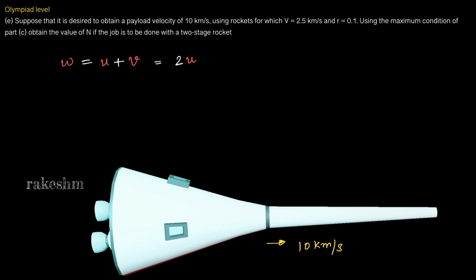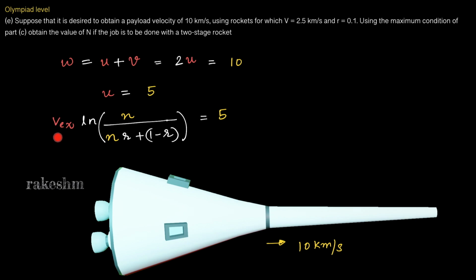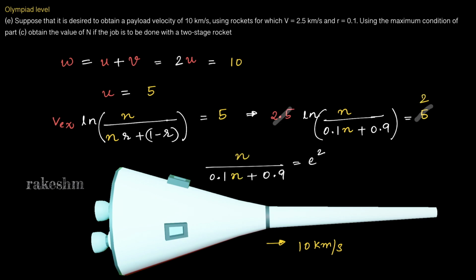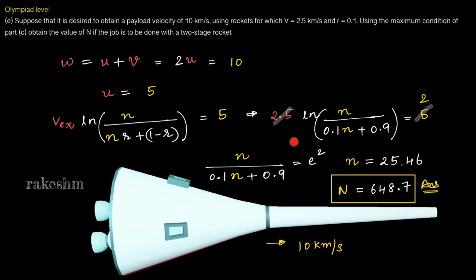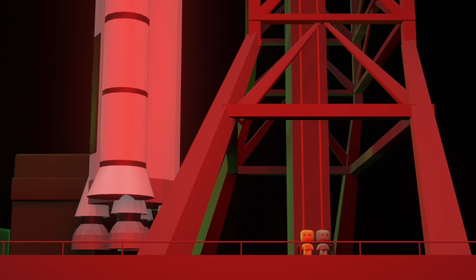So in part C, when we use the maximum condition to find the final velocity of the payload, we got u equal to v. So we can say the payload velocity equals 2 times u. And he's giving us that this payload velocity equals 10 kilometers per second. So we got the value of u as v exhaust ln small n by small nr plus 1 minus r. This is equal to 5 kilometers per second. So we put in the value of v exhaust as 2.5 and r as 0.1. So we can write this as n divided by 0.1 n plus 0.9 equal to e square. Solving this, we get small n equals 25.46 or capital N equals 648.7. This comes to the end of the rocket propulsion concept.